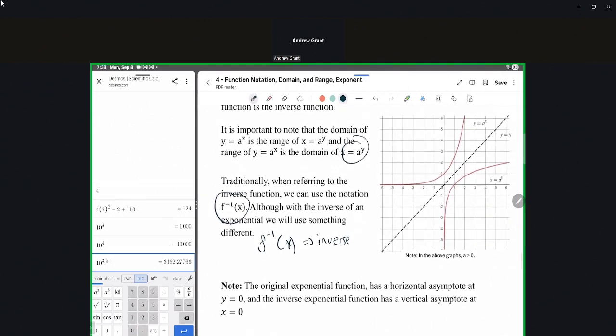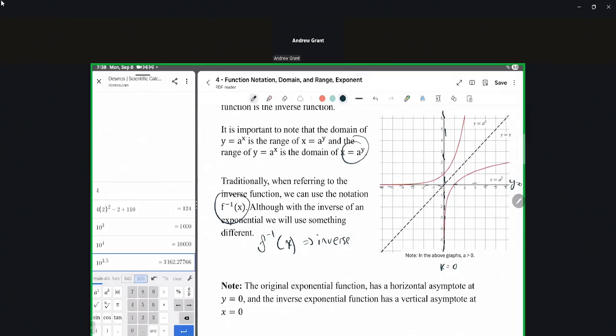Note that this red curve, which is what you studied before, had a horizontal asymptote at y equals 0. When we take the inverse of that, it now has a vertical asymptote instead. So we just swap those around.